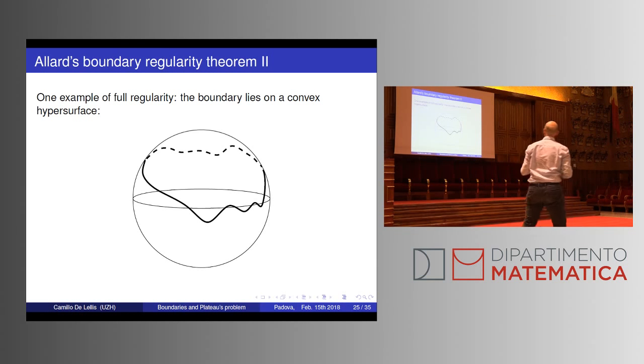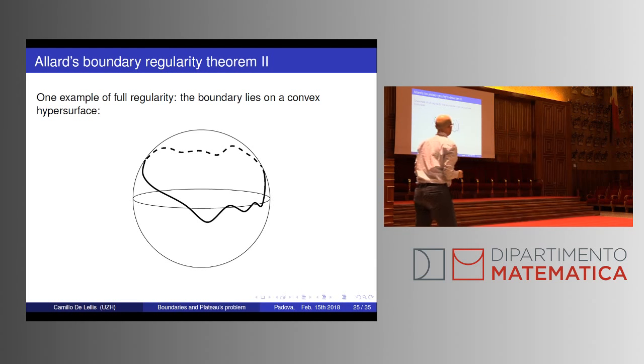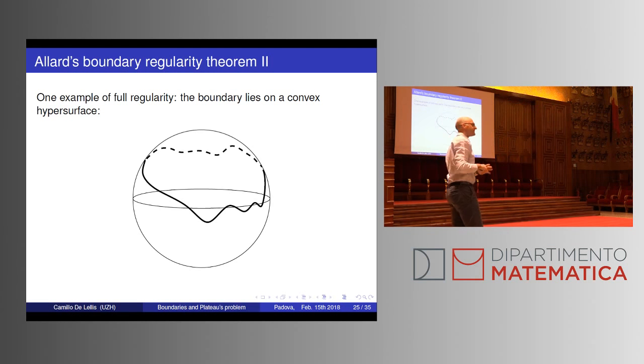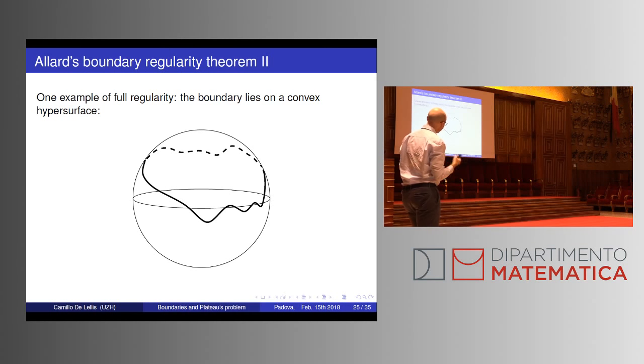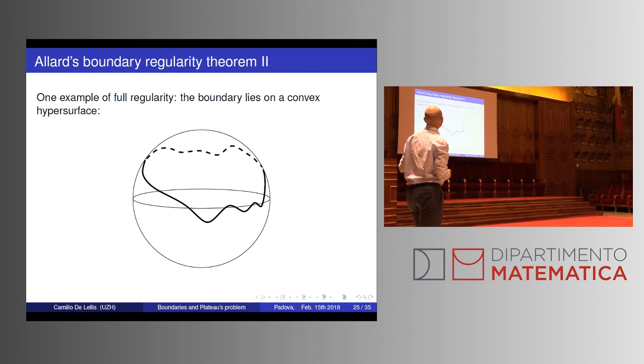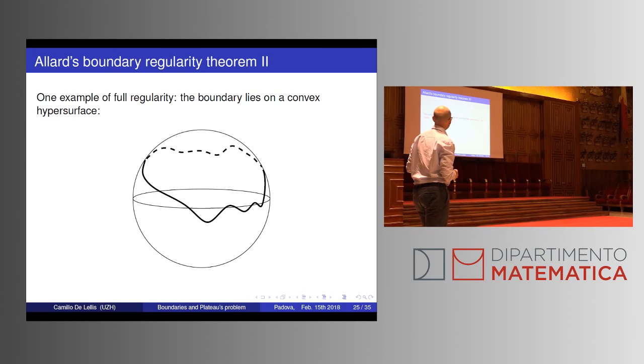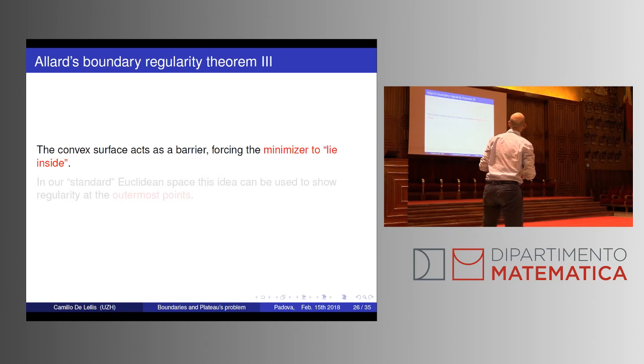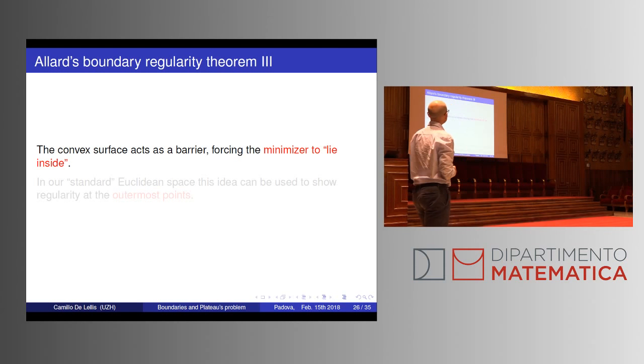There is something called the maximum principle, or barrier argument, which guarantees that your minimizer has to be only on this side. I mean, the minimizer cannot go outside of the sphere. It has to be only on the inside of the sphere. And that guarantees that you are one-sided, and so by Allard's theorem you're regular. As I said, the core of the argument is that the convex surface acts as a barrier.